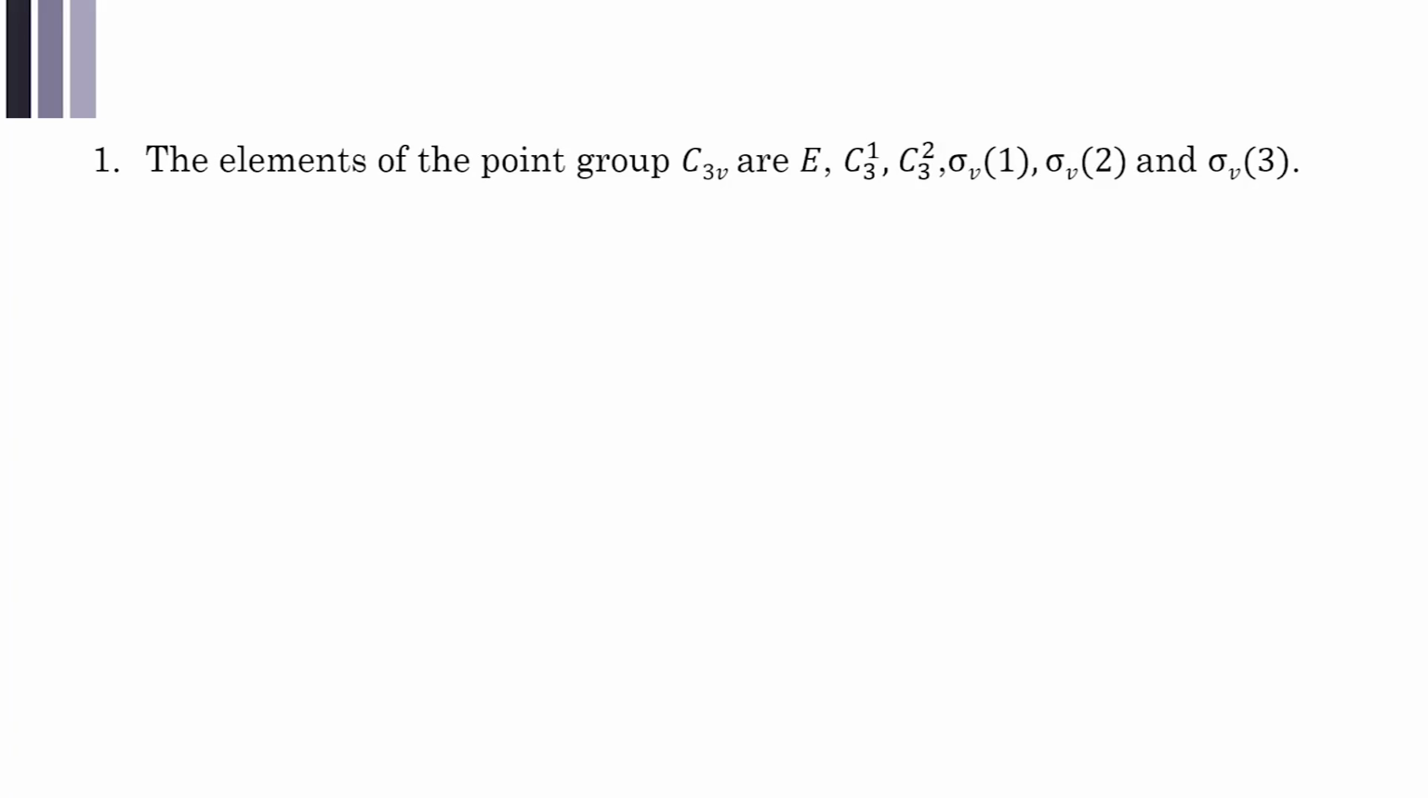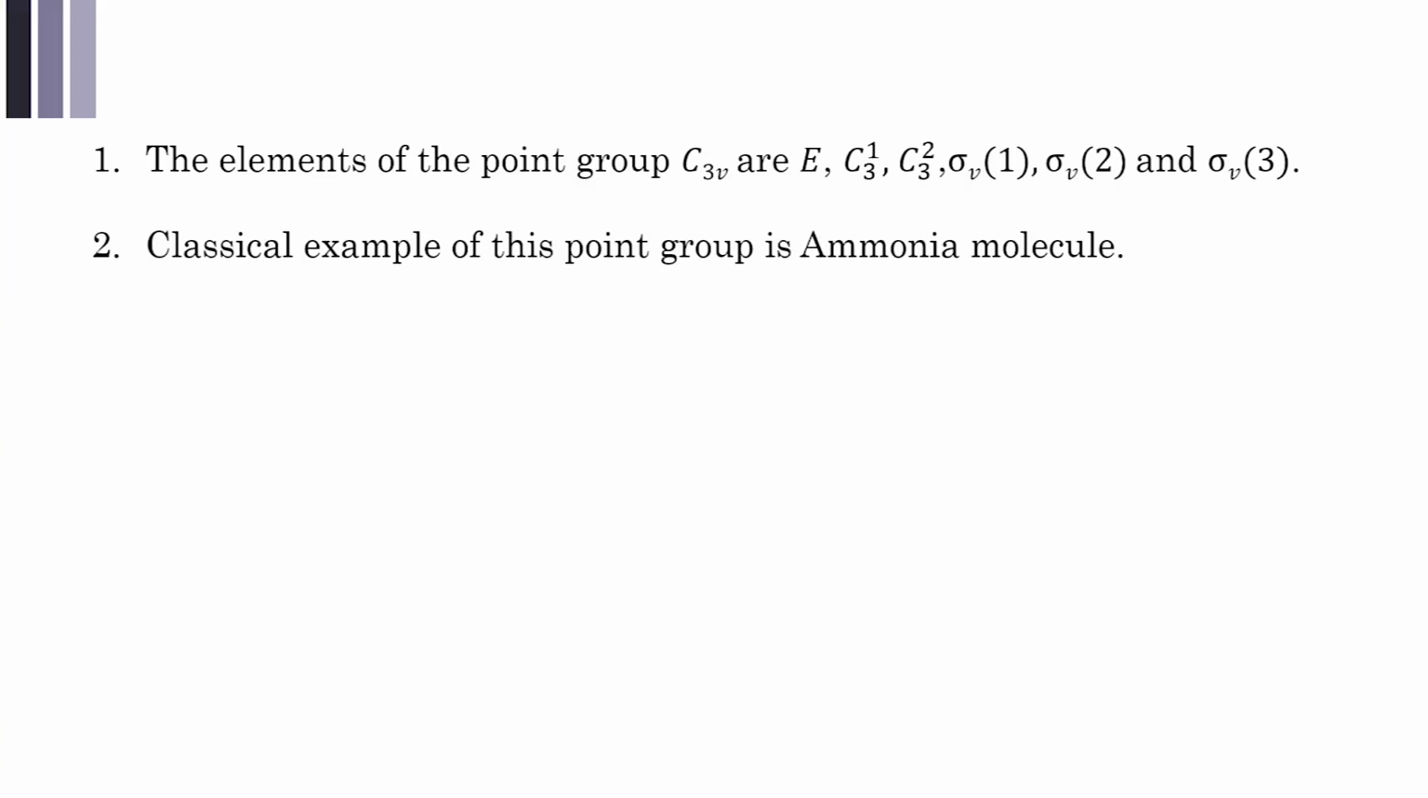How should we do it with the principal components of the great orthogonality theorem? First, we are going to consider the elements of the point group C3v, and the elements are, as we know, identity, C3^1, C3^2, sigma v, sigma v dash, and sigma v double dash, or sigma v1, sigma v2, and sigma v3 respectively. Taking the ammonia molecule as a classical example, we'll try to get this concept done.